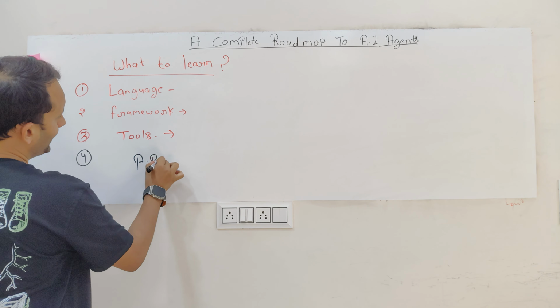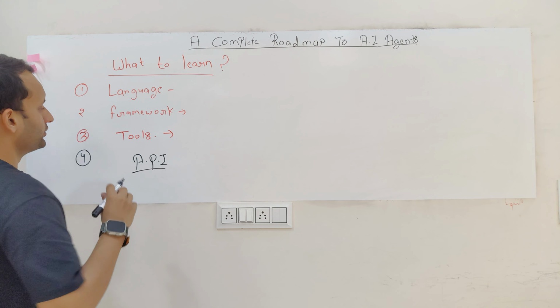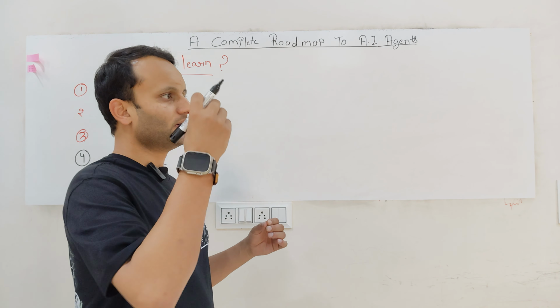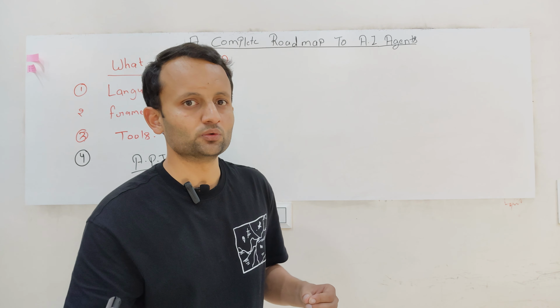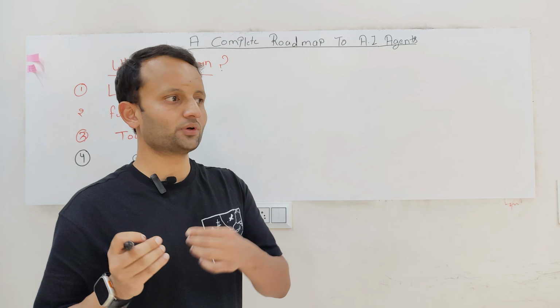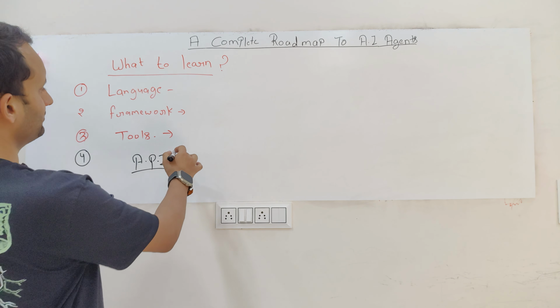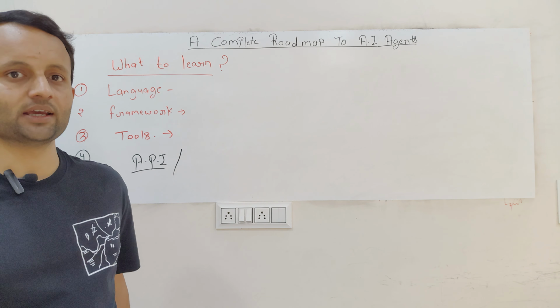You cannot build any AI agent until you know how an API works and how you can connect an API, because when you connect any agent with any tool, you need to learn how you can connect the tool with the agent using an API. So the API is the most important part while building AI agents.